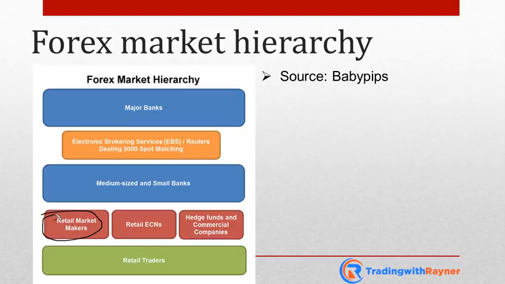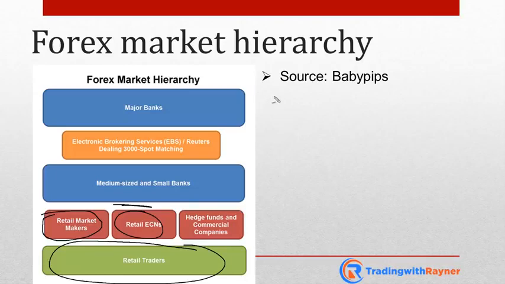Then further down the food chain you have your retail market makers, the brokers, the ECNs. And over here, they put hedge funds and commercial companies at the same level. But to me, I would say this group of traders is typically one level above retail trading, somewhere around here, where there are hedge funds and commercial companies. And last but not least are retail traders like you and me, who trade the FX market.